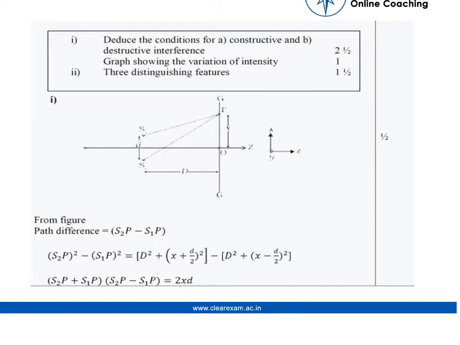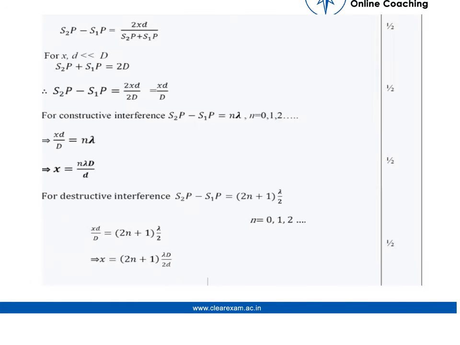Experiment. From this figure we can find out path difference equals to S2P minus S1P. Squaring and putting these values, we get (S2P plus S1P) into (S2P minus S1P) equals to 2xd. Now for x and d less than D, S2P plus S1P equals to 2D. Subtracting these two equations, we get xd by D.